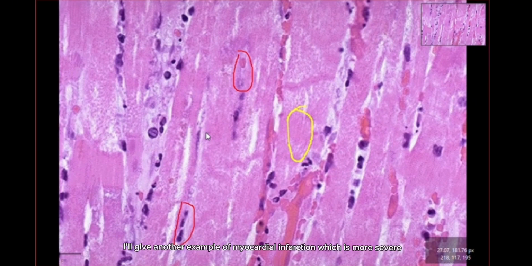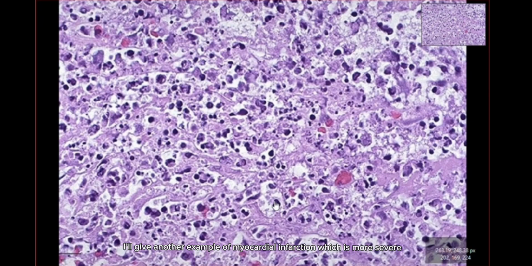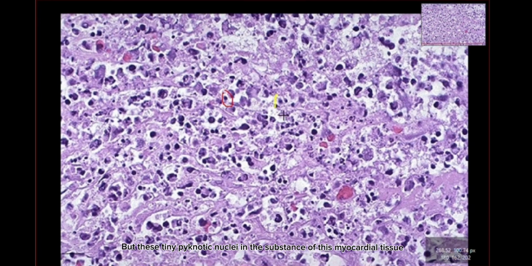I'll give another example of myocardial infarction, and it is more severe because at first you cannot recognize the tissue. But if I suggest to you that this is myocardium, then you will notice nothing but these tiny pyknotic nuclei in the substance of this myocardial tissue, which has undergone severe, extensive necrosis. This dirty appearance of the tissue is because of degradation of the cytoplasmic content. There is pyknosis and karyorrhexis also occurring at certain places. There is no nucleus, it has already faded. So this is how coagulative necrosis looks.